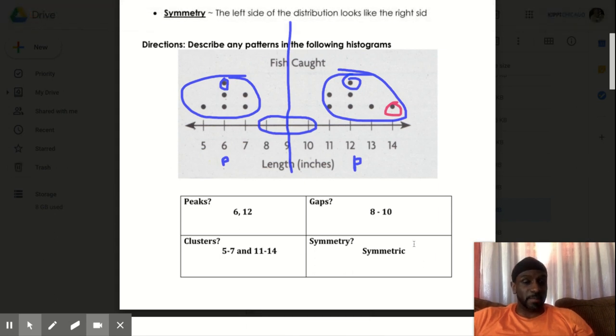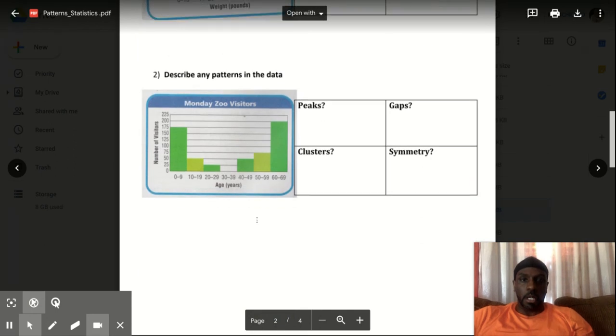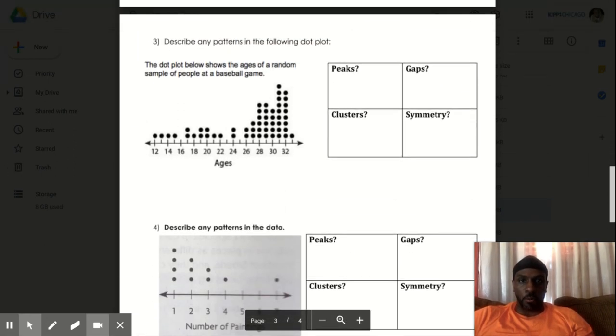And this, is it symmetric or non-symmetric? It's symmetric, okay? So your assignment will be on Google Classroom. I'm going to do a couple more, though, before you get to that. Let's do this one first.